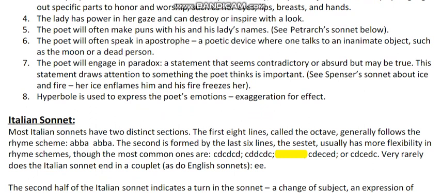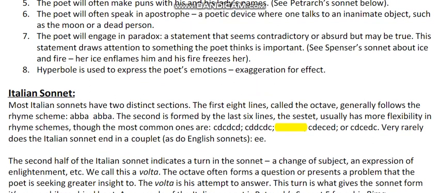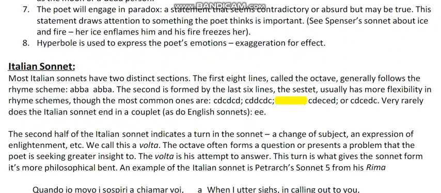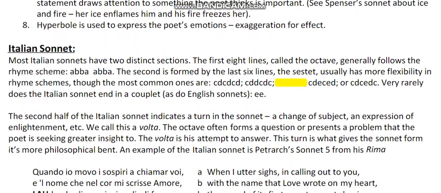Most Italian sonnets have two distinct sections. The first eight lines, called the octave, generally follow the rhyme scheme ABBA, ABBA. The second section is formed by the last six lines, the sestet, which usually has more flexibility in rhyme scheme. The most common ones are CDCDCD, CDECDE, CDCCDC, CDECED, or CDCDCD. Very rarely does the Italian sonnet end in a couplet, like the English sonnet does, like EE.